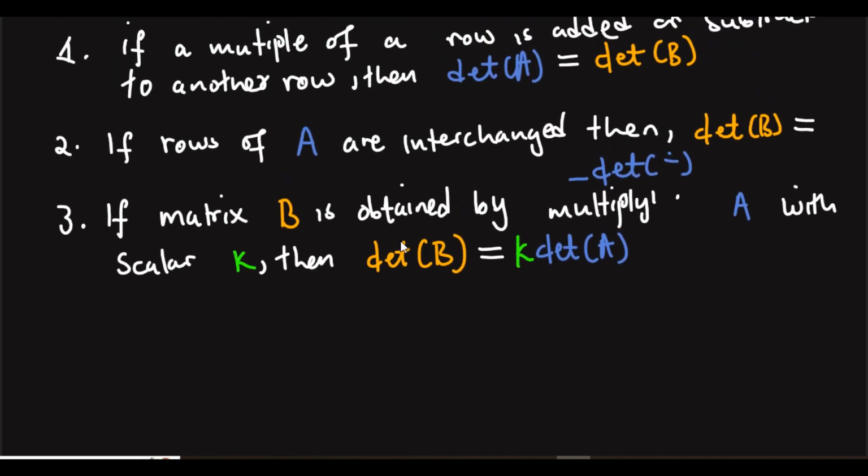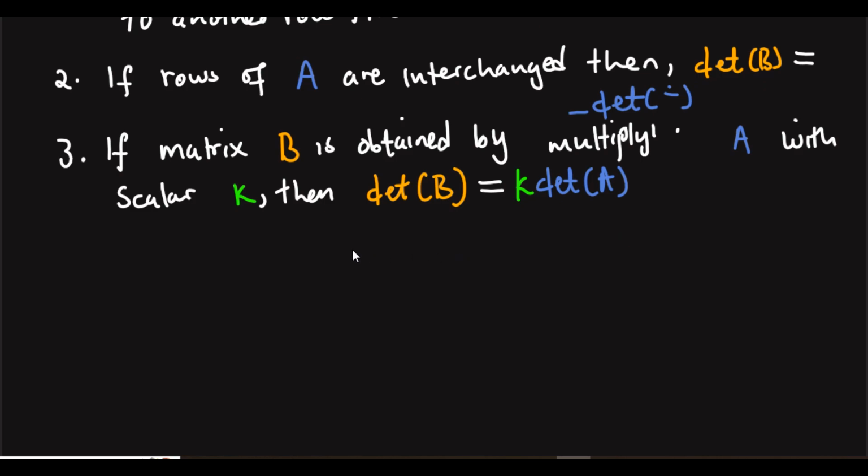Number 3 says if matrix B is obtained by multiplying matrix A with a scalar k, then the determinant of B is equal to k multiplied by the determinant of A. It means that if, for example, we take a common factor out of a matrix, that common factor will also multiply the determinant of the remaining matrix.